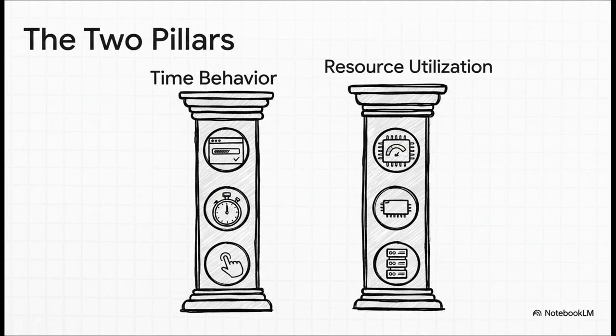Let's break that down a bit more. Time behavior is all about speed. How long does it take for that page to load? How fast does it react when I hit send? Resource utilization, on the other hand, is asking how much heavy lifting is the system doing? How much processor power is it using? How much memory does it need? A great app is a master of balancing both.